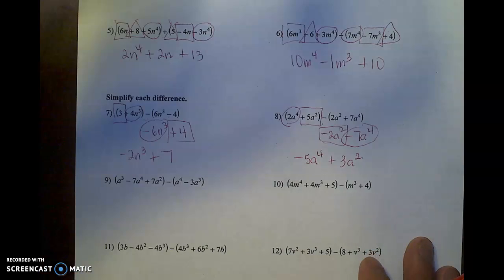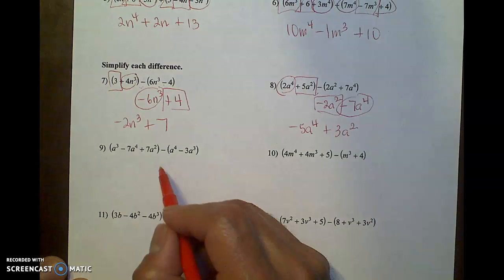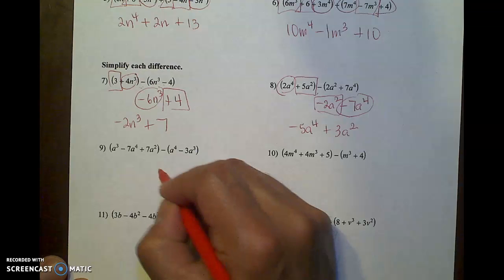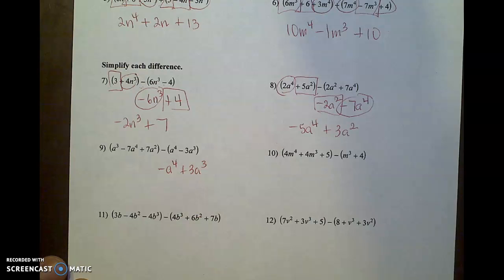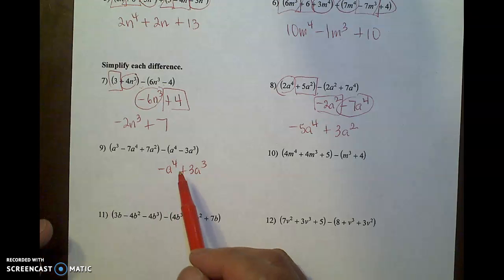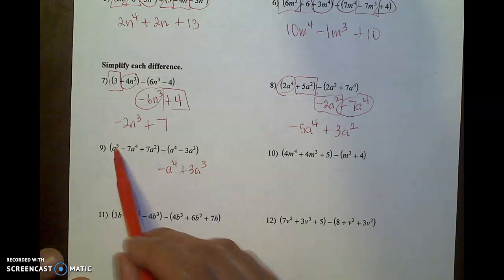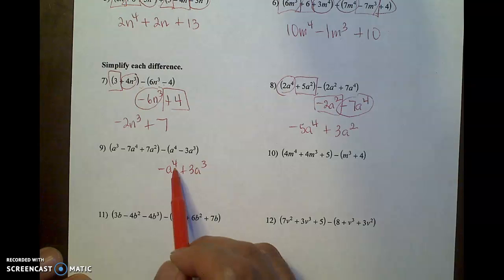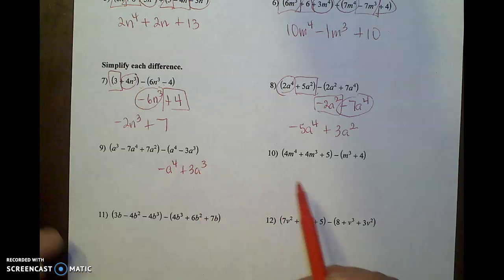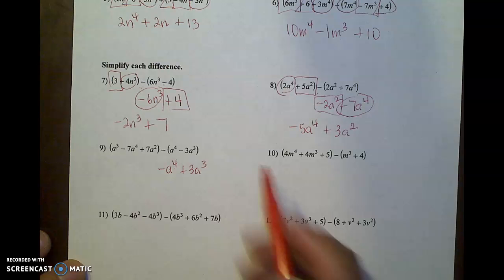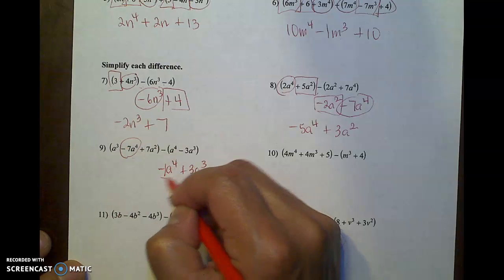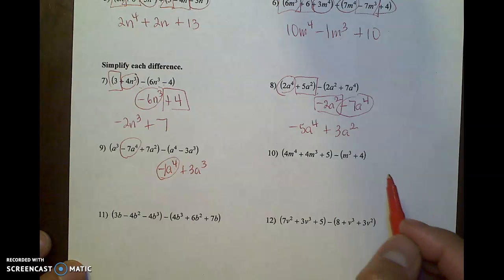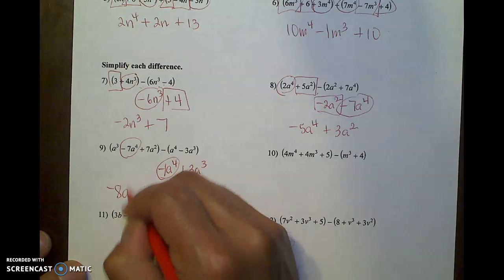Number 9. Distribute the negative. Then combine like terms. And look for the biggest exponent. That's a 3, 4, 2, 4, and a 3. The biggest exponent is a 4, so we're going to combine those first. So negative 7a to the 4th. Remember there's a 1 in here. Negative 1a to the 4th. Negative 8a to the 4th.